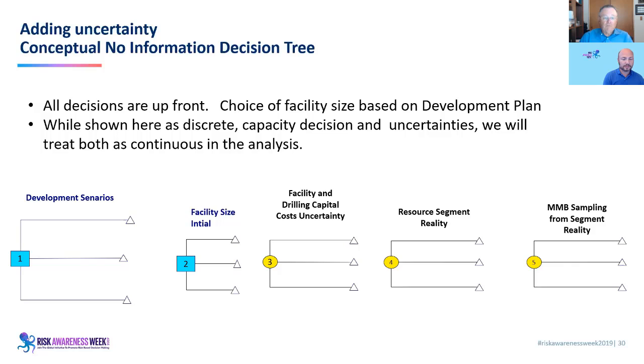So we've added uncertainty in this conceptual model here, but we haven't added the value of information. You can see that all the decisions here are in front of, to the left of all the uncertainties. All right?